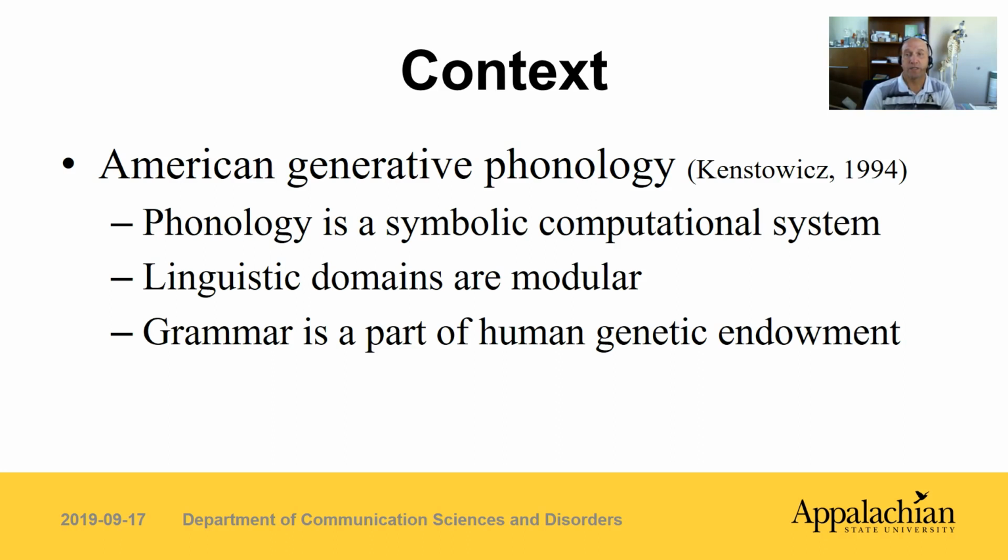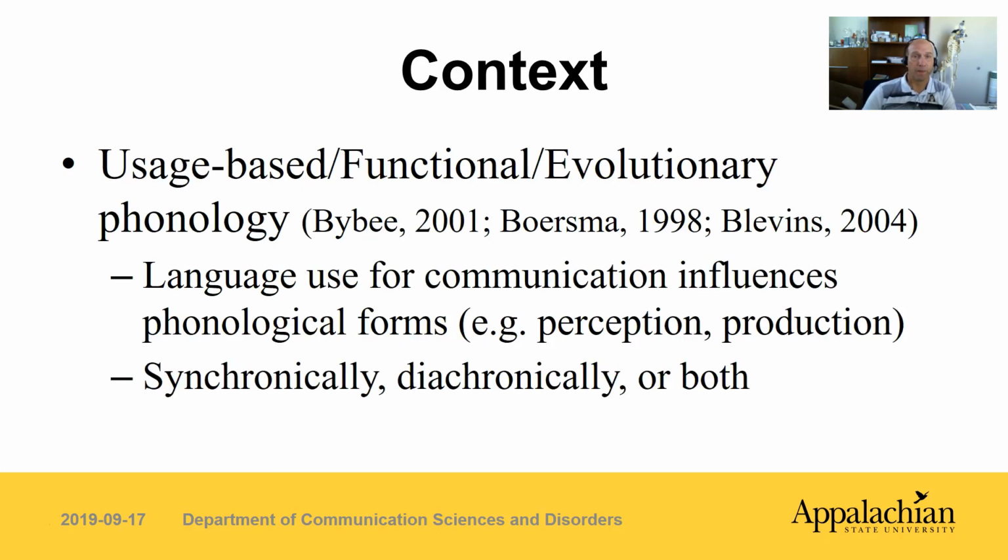American generative phonology, such as in Ken Stewitz's textbook, uses phonology as a symbolic computational system, has linguistic domains that are modular and distinct from one another, and along the line with the rest of American generative phonology, treats grammar as part of human genetic endowment, and therefore special and distinct from ordinary cognition. In usage-based, functional or evolutionary phonologies, we have language use for communication having an influence on phonological forms, for example, from perception and production in functional and evolutionary phonology. These constraints can be affecting language synchronically, diachronically, or in the case of a usage-based phonology, both synchronically and diachronically.